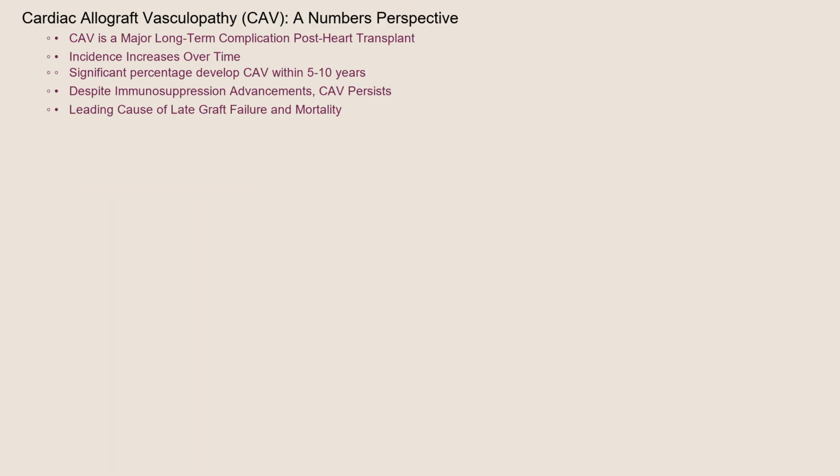Cardiac allograft vasculopathy is a significant long-term complication following heart transplantation. The incidence increases over time, with estimates suggesting that a substantial percentage of heart transplant recipients will develop CAV within 5 to 10 years after transplantation. While improvements in immunosuppression have helped, CAV remains a leading cause of graft failure and mortality in heart transplant patients. It is important to note that incidence numbers may vary based on the center and patient population studied.